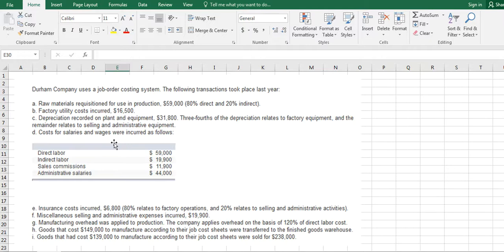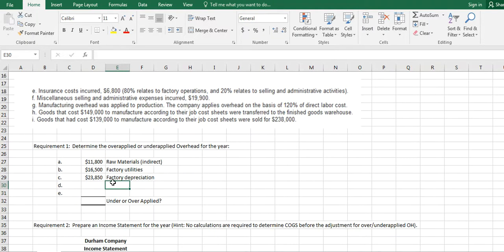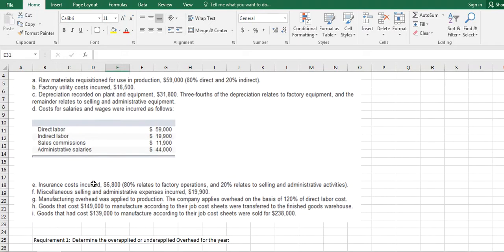And then let's see, we've got cost for salaries and wages. We've got direct labor, indirect labor, sales commissions, and administrative. So the bottom two are selling and administration, so they don't have anything to do with the factory, direct or indirect, either way. So we can just disregard those for now. Then we have direct and indirect, and of the two, I think we can figure out which one is the indirect labor. So $19,900, and that's our indirect labor. Let's see what else we've got up here.